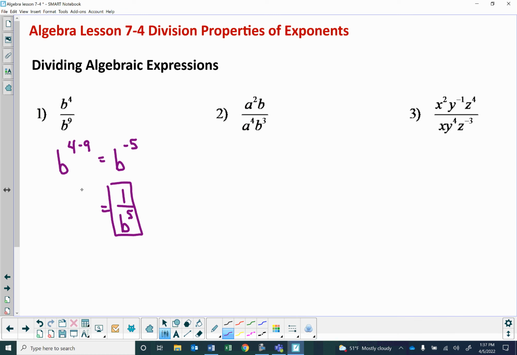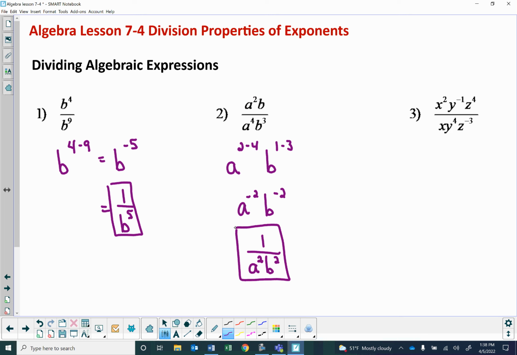When you have two sets of variables, you just have to pay attention to those as well. So I have a to the 2 minus 4, b to the 1 minus 3. Remember, if a variable doesn't have an exponent, the exponent is a 1. So this becomes a to the negative second, b to the negative second, which of course I need to change to be positive, so that would be 1 over a squared b squared.